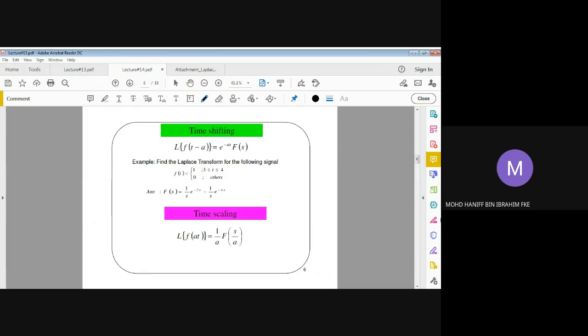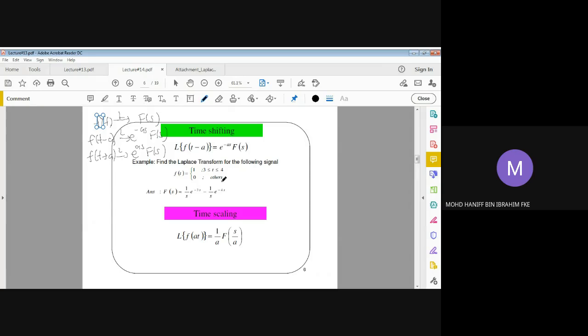Number 2, we're going to learn about the properties of time shifting and also time scaling. For time shifting, if we have f(t) in the time domain, let's say in Laplace it is F(s). If f(t) experiences a shifting by a constant, the Laplace for it will simply be exponential negative as of F(s). The same happens if we have a positive shifting, t plus a: the Laplace will be exponential of as of F(s). So that should be the property of time shifting.